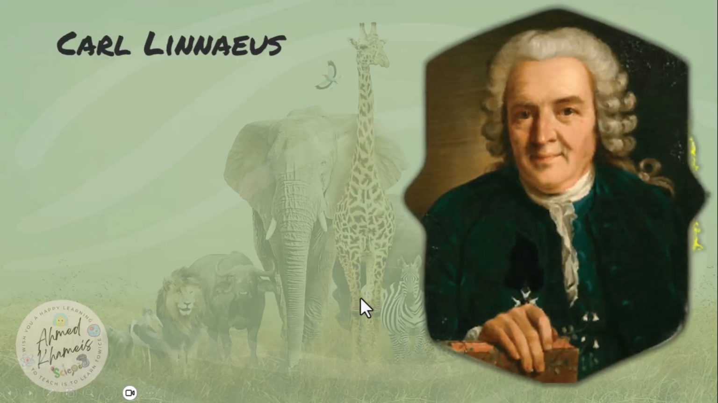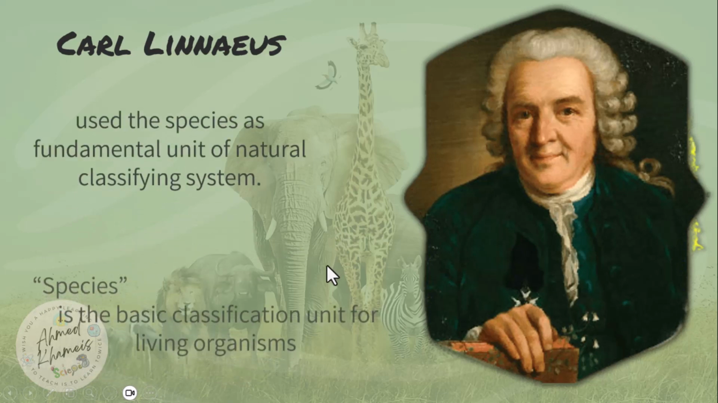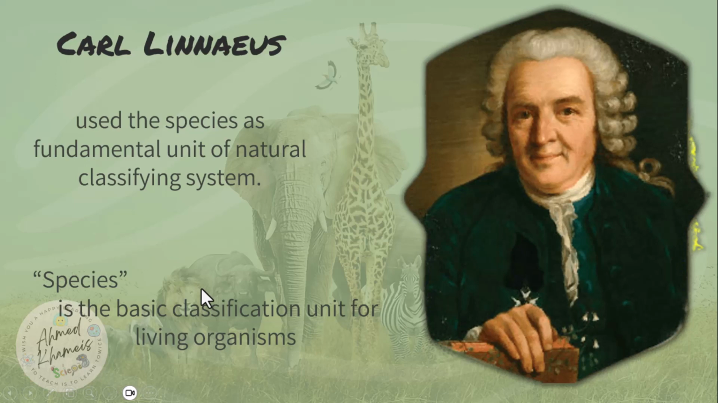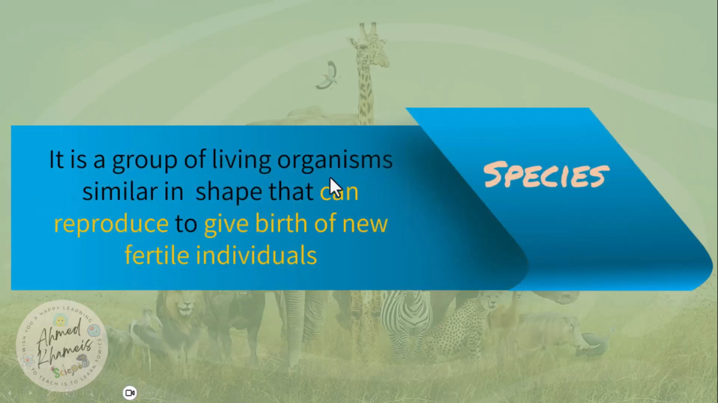This is Linnaeus, and he's the first person to classify living organisms, and he used the word species as a general system for the classification of organisms. A species is a group of living organisms. They are similar in shape, live in the same place, but the most important aspect of a species is that they can reproduce and give birth to new fertile individuals.